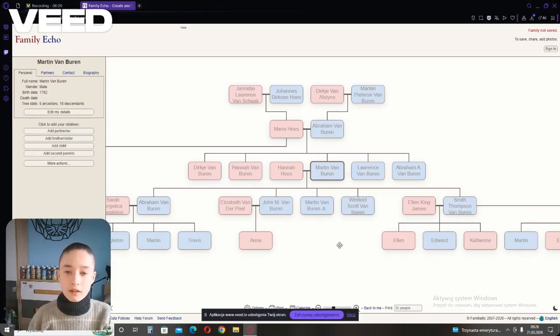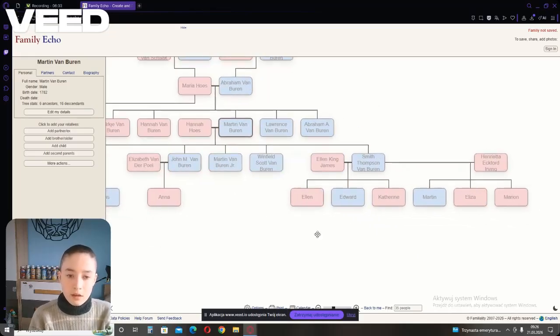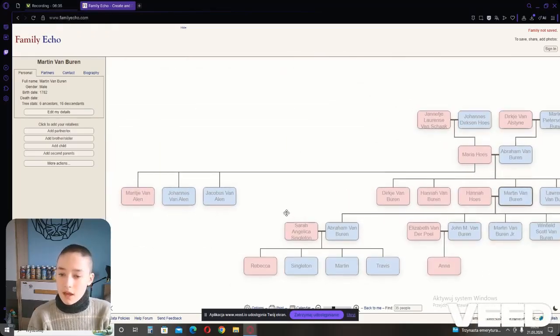And Teddy Roosevelt is more closely related to Martin Van Buren than to FDR, because Teddy Roosevelt's great-grandmother was Martin Van Buren's third cousin. And so yeah, that's it.